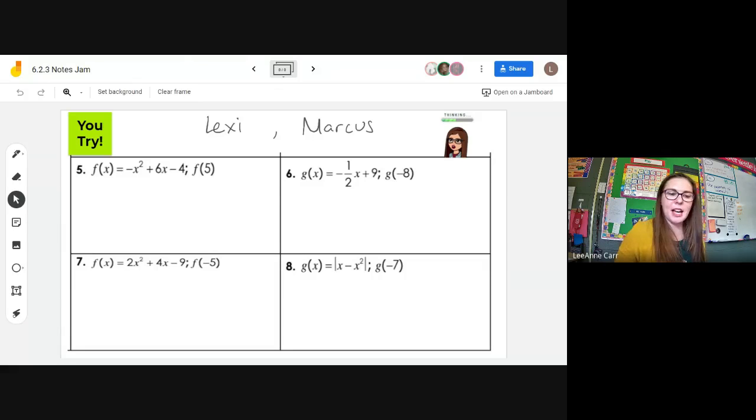All right, you can see I put 2 names at the top of my screen. I really haven't checked my chat, to be honest with you. I'll check it after class. I have 2 names at the top of my screen, Lexi and Marcus. You are my chosen 2.